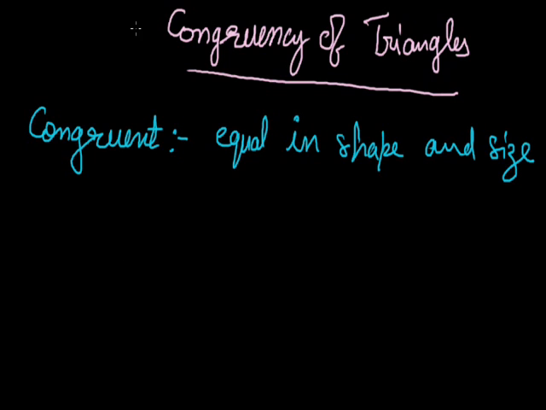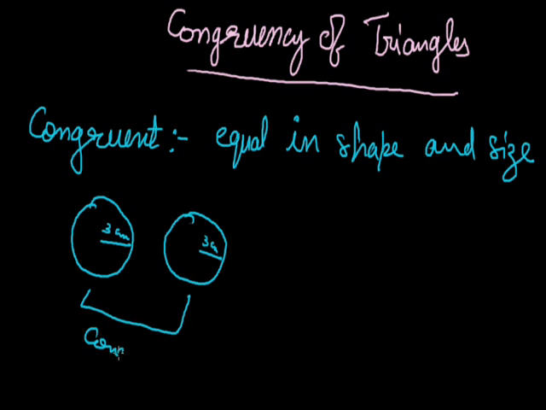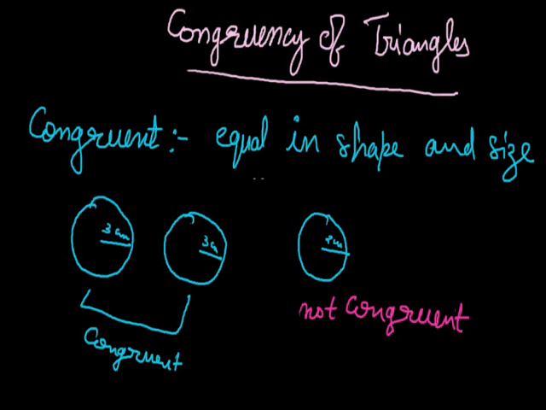For example, if I draw a circle with radius 3 cm and another circle with the same radius 3 cm, then these two circles are said to be congruent. But if I draw a circle with radius 2 cm, then this circle is not congruent to the first circle, or we can say to the second circle.